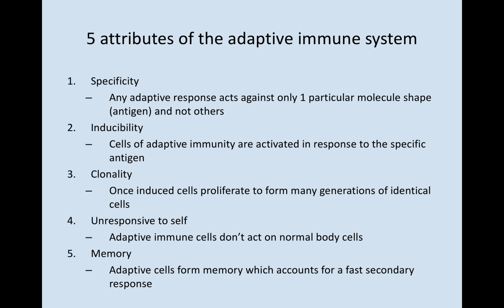And then memory. Adaptive immune cells will form memory, which accounts for a fast secondary response of that same antigen. So in a secondary immune response, we get antibody produced in about 3 to 4 days on average, rather than about 7 to 14 days for the primary immune response.